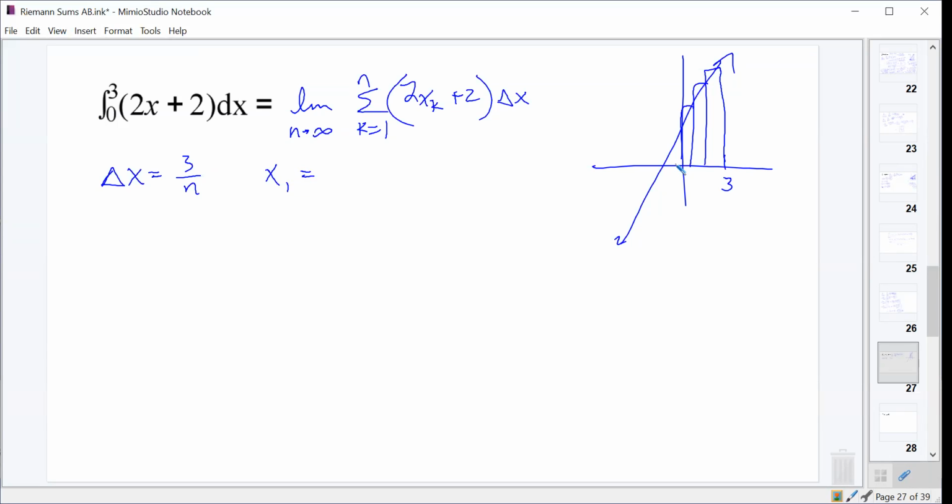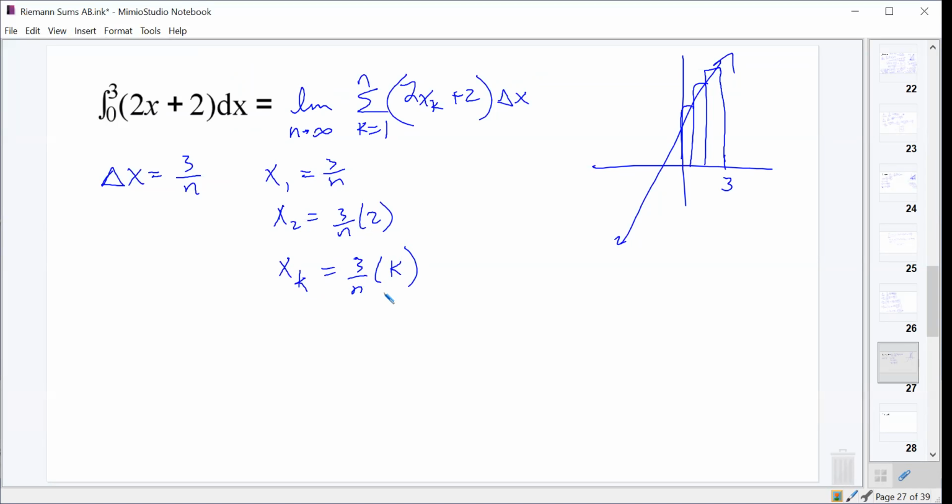3 over n. We go over 3 over n. And then to go to the second one, it should be 3 over n times 2. And to get to the third one, it'd be 3 over n times 3. And the fourth would be 3 over n times 4. So to get to the kth one, it should be 3 over n times k. You agree with that or no?